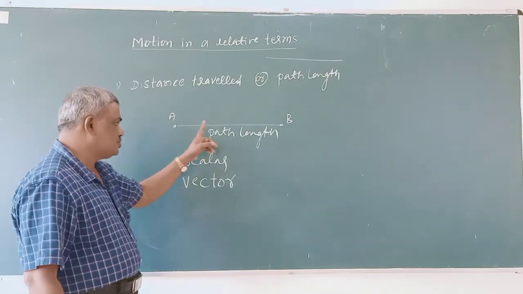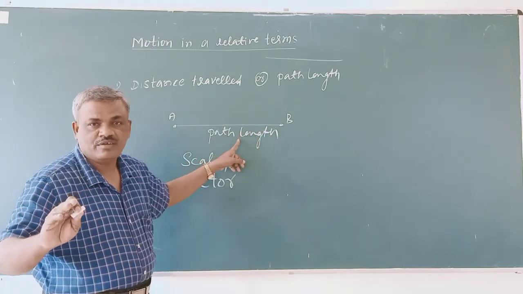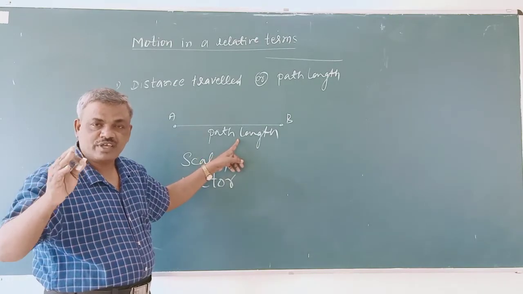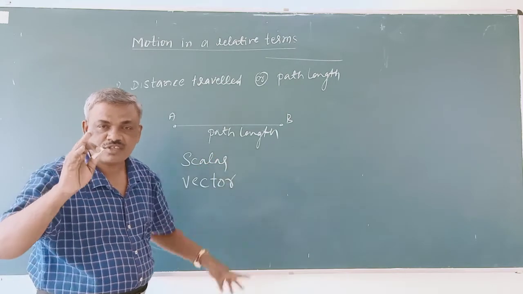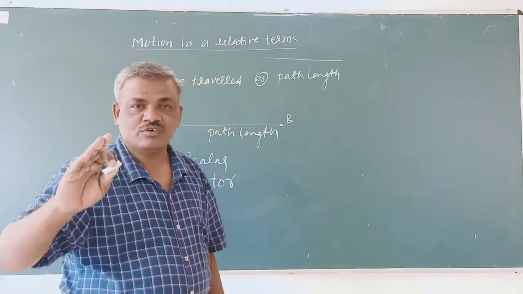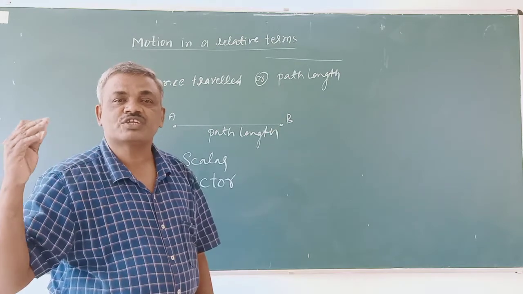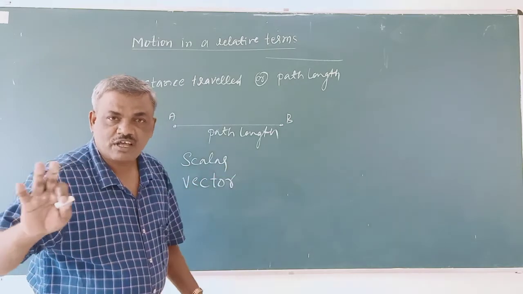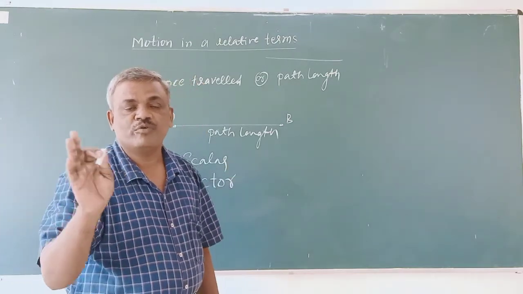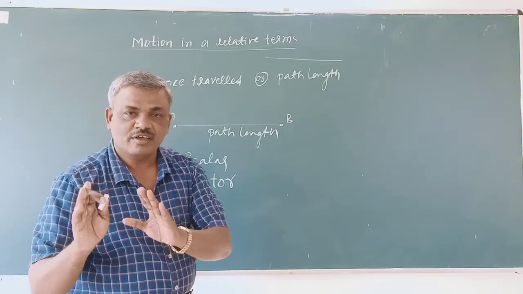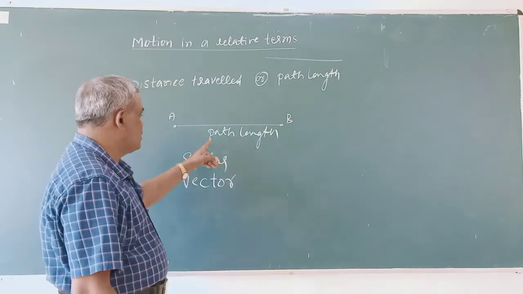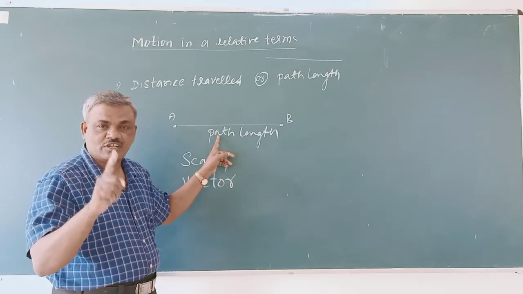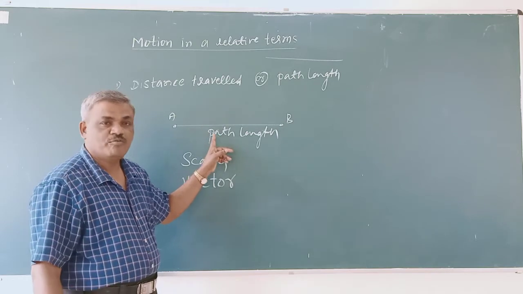The length of the actual path traveled by a body is called the distance traveled or path length. Distance traveled is a scalar quantity. What is a scalar quantity? A quantity which has only magnitude but no direction. Distance traveled cannot be negative for a moving body. After a body covers a certain distance, that length is taken to be positive. This is a very important point here.